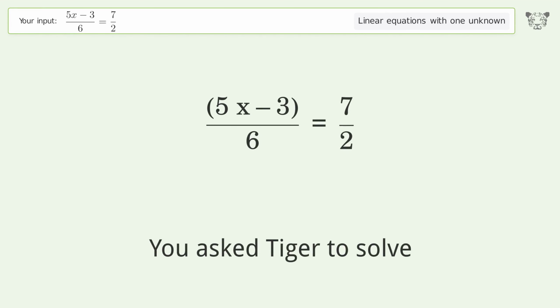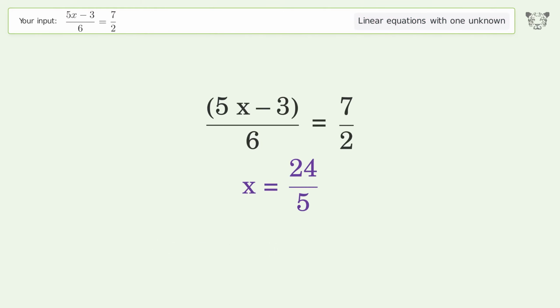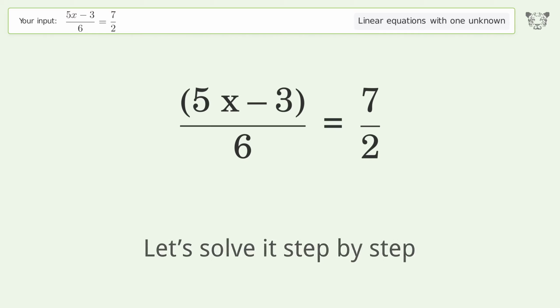You ask Tiger to solve this. This deals with linear equations with one unknown. The final result is x equals 24/5. Let's solve it step by step.